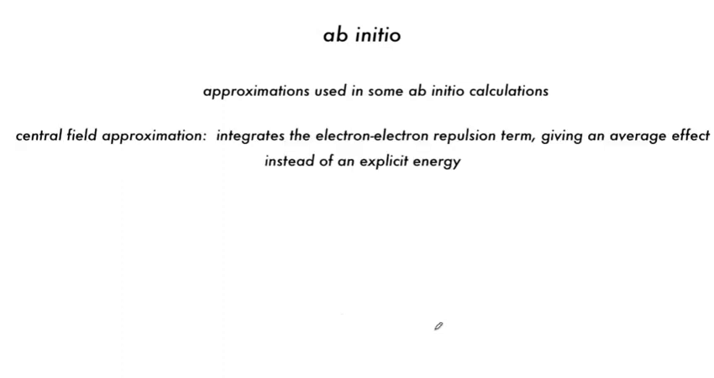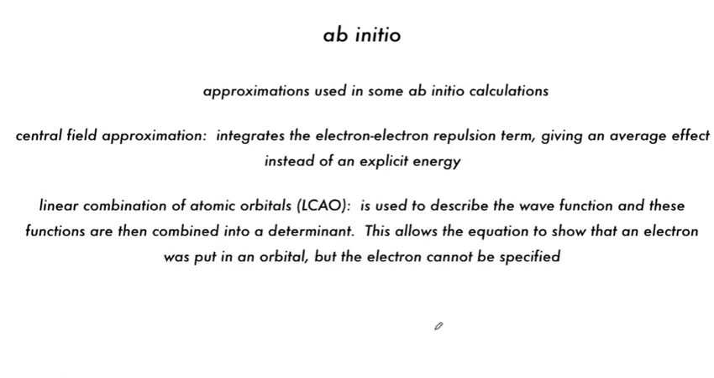Approximations used in some ab initio calculations. So central field approximations integrates the electron-electron repulsion term, giving an average effect instead of explicit energy. So linear combinations of atomic orbitals, talk about those. Also, hopefully you have encountered those in inorganic chemistry and in the lecture. So these linear combinations of atomic orbitals are used to describe the wave function. And these functions are then combined into a determinant, this matrix that we looked at. This allows the Slater matrix, this allows the equation to show that an electron was put in an orbital, but the electron cannot be specified. Like, we cannot say which electron is in which orbital. All we can say is that there is an electron there.